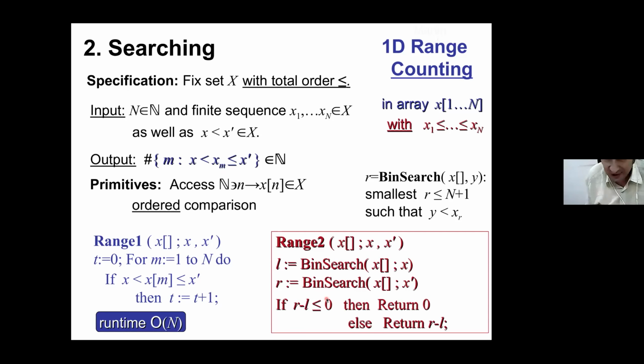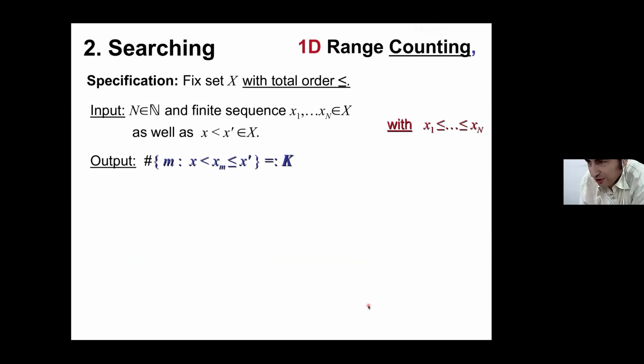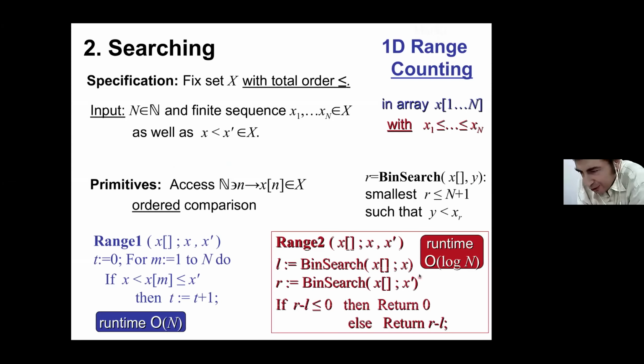So given two elements x and x prime, find all the elements in between. And we said we can do this in a naive way in linear time, but if you use binary search, we can reduce it to logarithmic by simply calculating the left boundary and the right boundary, locating their positions, and then simply returning the difference. So binary search can be used to speed up the 1D range counting if you have a sorted array.